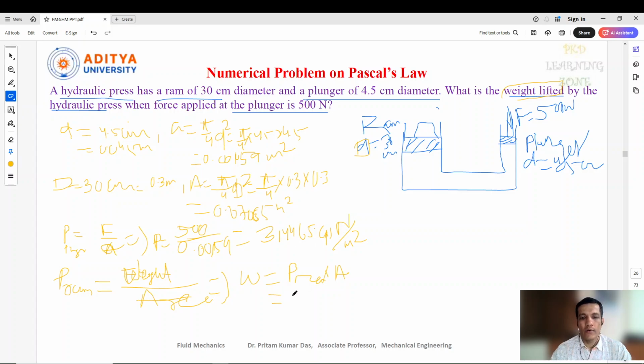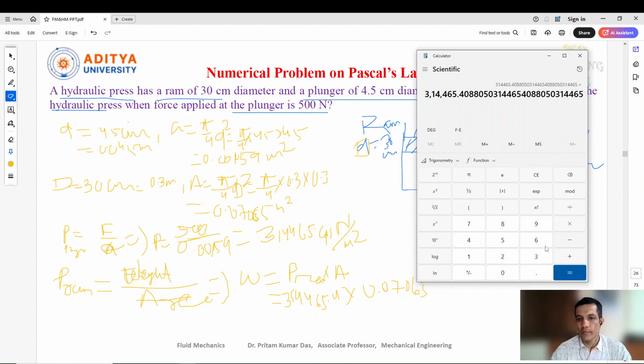Okay, so what I got here, 31465.4 into area, how much is there, 0.07065. So let's check it once. This multiply 0.07065, how much will be there, 22201.